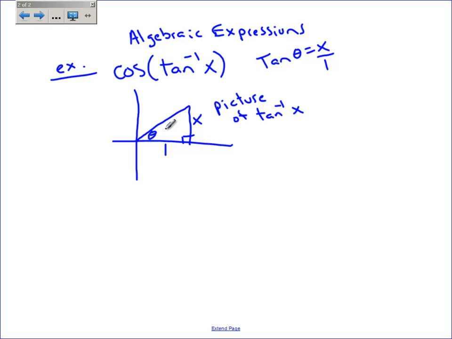Now if we want to find the cosine of this angle, we're going to have to find this hypotenuse. If you do the Pythagorean theorem, you're going to get the square root of 1 plus x squared. So we can now find the cosine of this angle by doing adjacent over hypotenuse. So my answer is 1 over the square root of 1 plus x squared.